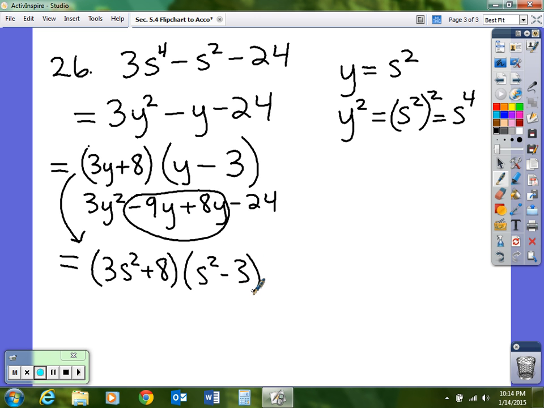We check to see if these can be factored further. They cannot. We have a sum in the first set of parentheses, and we do have a difference in the second set. However, it is not a difference of squares. This 3 is not a perfect square. This is our final answer.